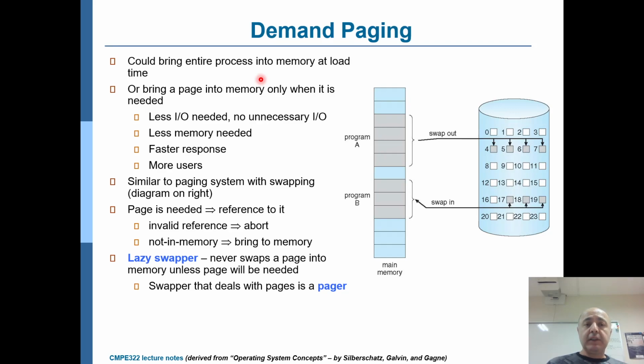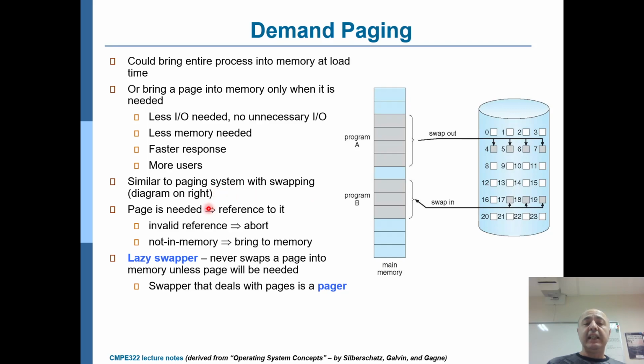So you just bring the parts that are needed. This provides us to have less I/O and avoid unnecessary I/O operations. The processes require less memory, therefore starting the processes, loading them or completing them provides faster response, and you can have more users or more applications running in the system. It is similar to paging we discussed earlier, combined with swapping.